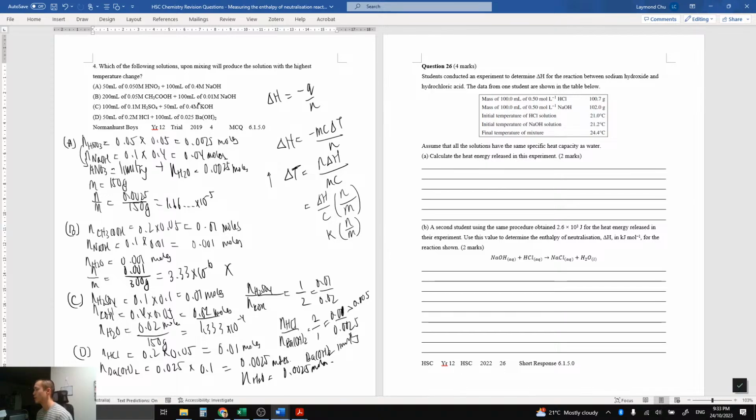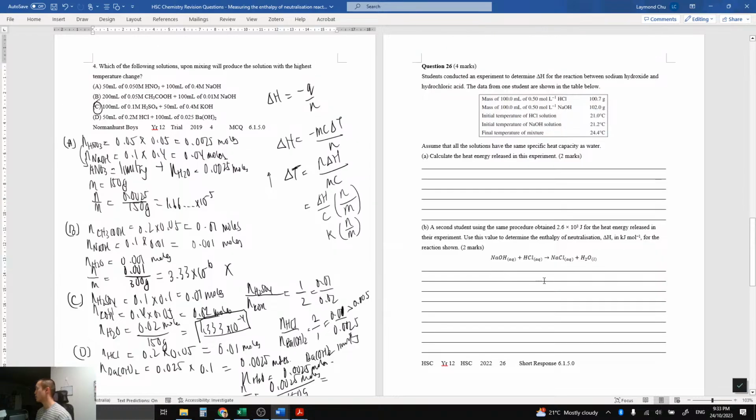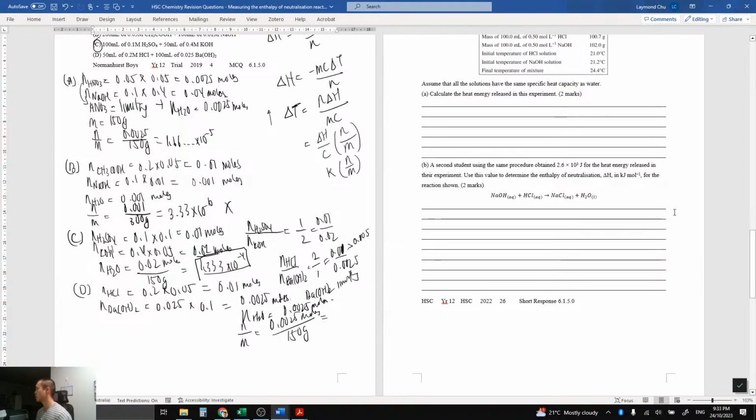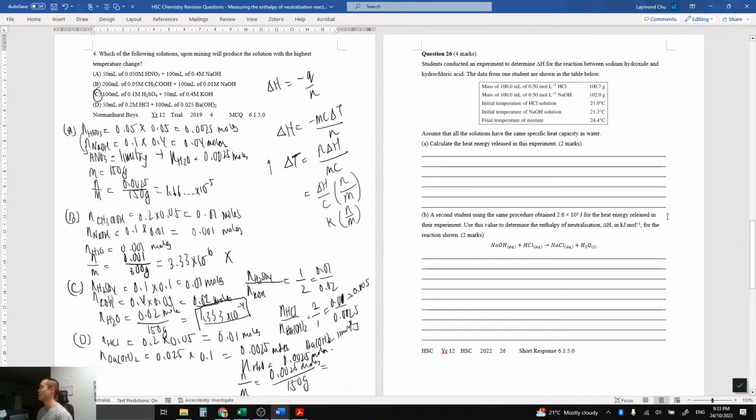And then we can say our ratio n on m is equal to 0.0025 moles over the mass, which is 150 grams. I'm not going to calculate that, but that looks to be less than this number. So our answer is C. Okay, let's keep moving. Half an hour, we've got one and two questions to go. Perfect, I can slow down a little bit then.